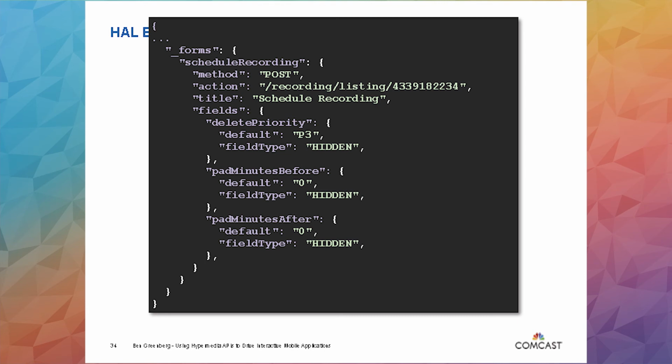So we can tell the client, hey, when you're doing this action, right? So the client knows the name, schedule recording. But that's really all it knows. It knows that there's an action called schedule recording. It's something that changes state. And we tell it what the method is. We tell it which URL to post to through the action. We give it a title if they want to show that to the users. And then we put fields on it, same as you would in HTML. And we also have field type, just like HTML. So here we've made all these hidden.